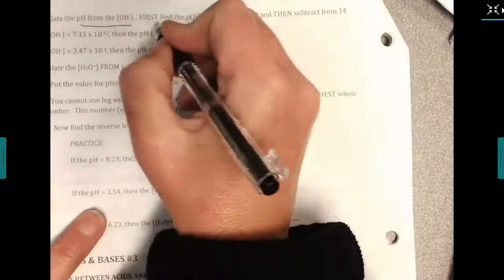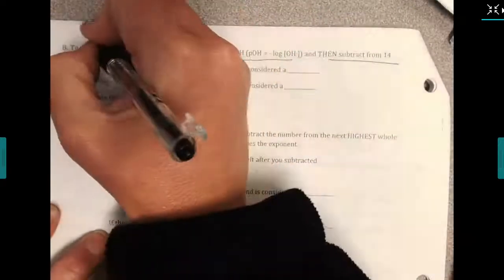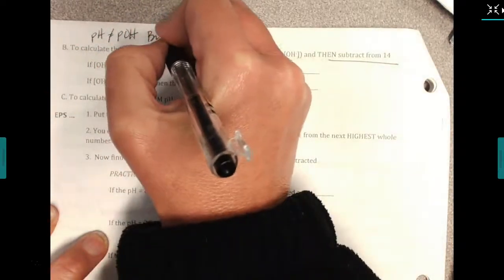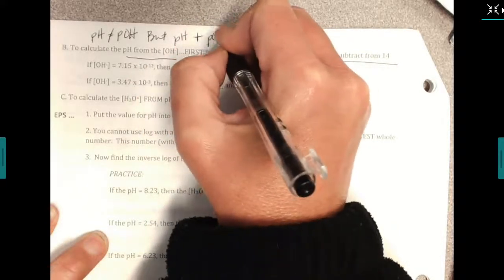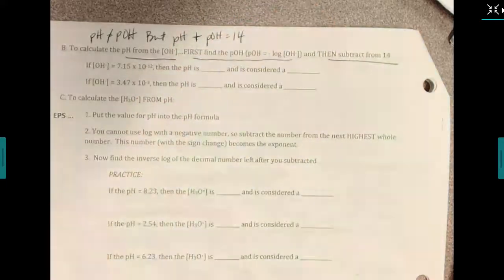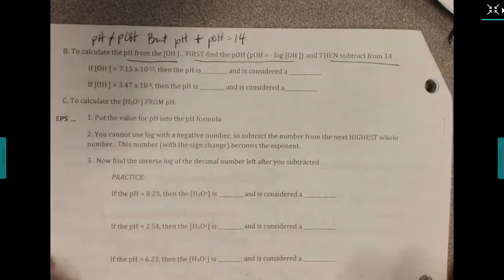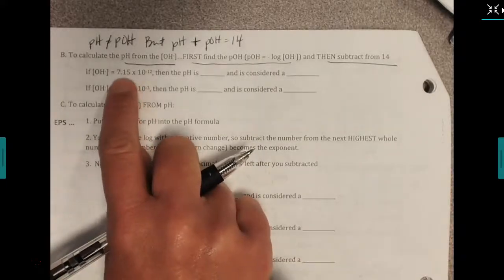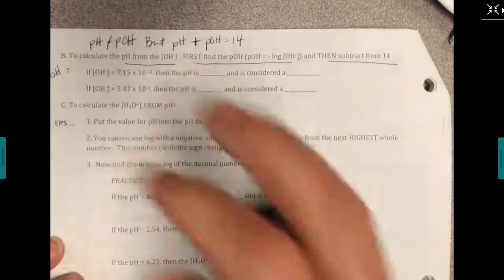So to calculate the pH from the OH, first find the pOH and then subtract from 14. Remember that pH does not equal pOH, but pH plus pOH equals 14, right? Because it's a relative comparison of the hydrogens to the hydroxides. So we're going to find the concentration of the pOH. So let's write over here, the pOH is equal to what?